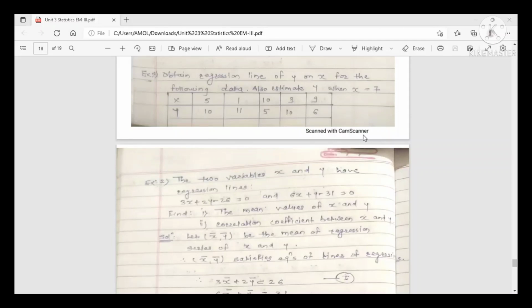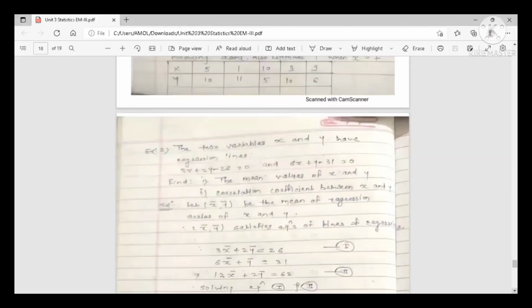Today's topic is regression lines. Actually, we have started this topic in the previous lecture. Now here, we are going to discuss one example on regression lines. This topic, regression line, is from the third unit, statistics.